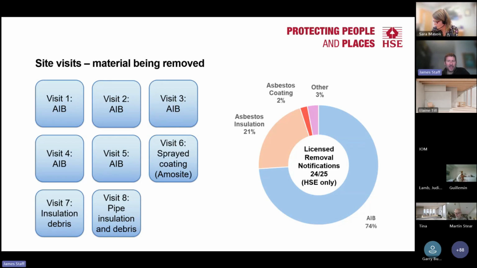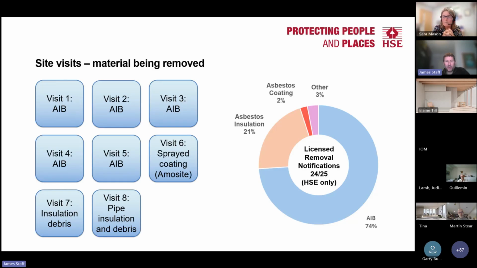So on the left here, you can see a brief summary of the material which was being removed on each of these 8 site visits. On the right is a breakdown of the licensed removal notifications which were received by HSE last year. So you can see the site visits were dominated by removals of asbestos insulation board, or AIB, with 5 of the visits relating to that. 2 visits related to asbestos insulation and the other 2 sprayed coating.